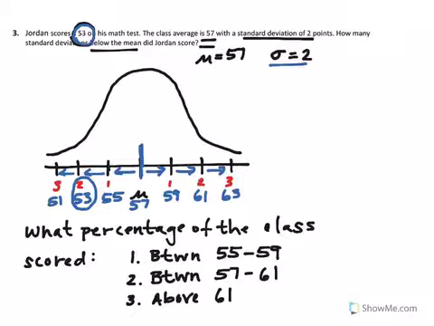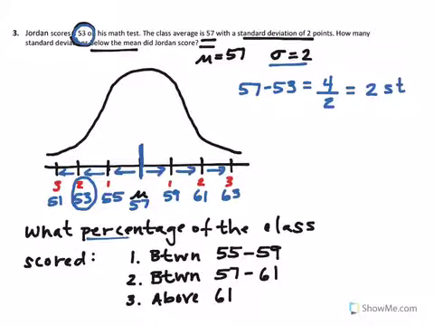Then if we wanted to figure out how many he was away, we'd take the average, we would subtract his score. That gives us 4. We compare that to the standard deviation, divide by 1 standard deviation, and it gives us 2 to tell us that he's 2 standard deviations away from the mean. Okay, and then let's answer some of these questions here using our empirical rule.